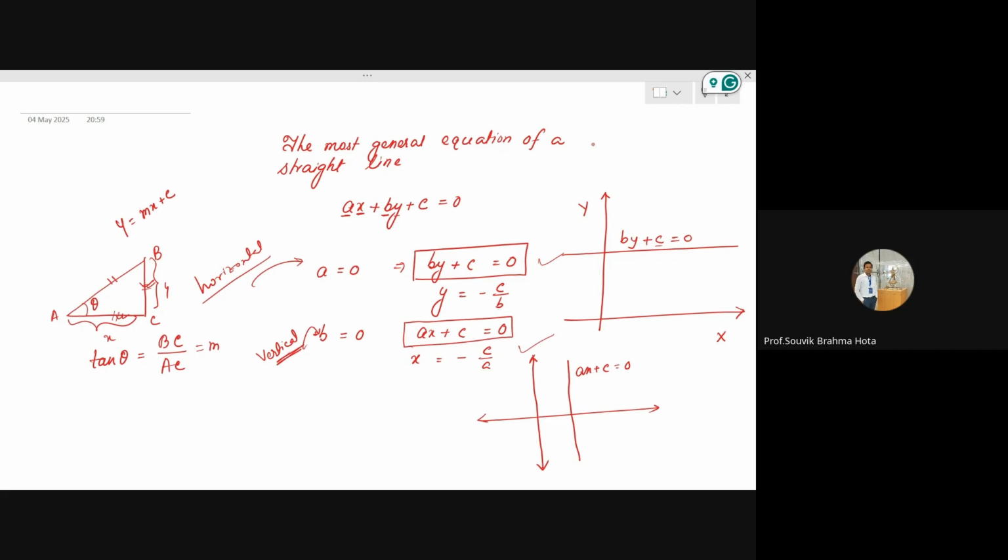Now see this. This is some acute angle theta. If you draw a vertical line, your theta will be 90, isn't it? The theta becomes 90. The standard value of tan 90 is nothing but undefined or infinity. So that is not possible. Therefore, vertical lines cannot be written as y is equal to mx plus c.